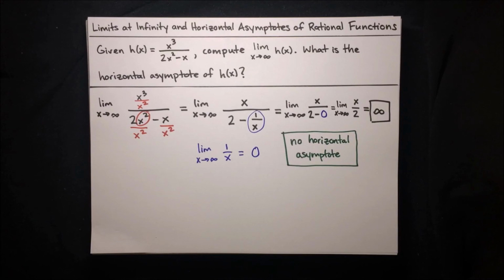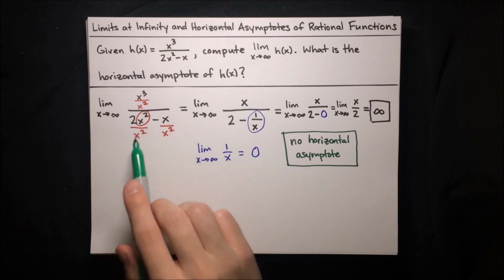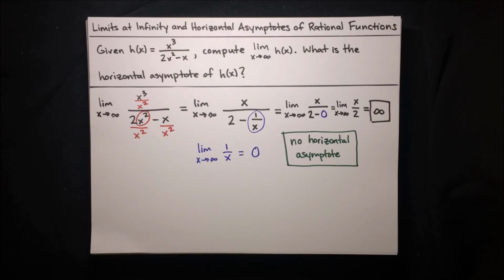So the takeaway here is that whenever you want to compute an infinite limit of a rational function, all you have to do is divide by the highest power of x in the denominator. And then it'll simplify into a form where you can actually take the limit and get a straightforward answer. Now, if the result of the limit is finite, then it tells us the equation of the horizontal asymptote, just y equals whatever value you got for the limit. But if the limit is infinite, then there is no horizontal asymptote.